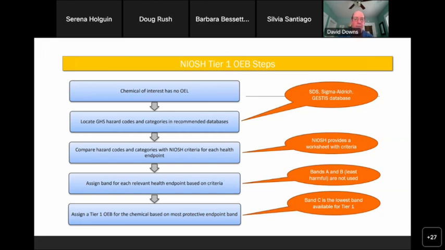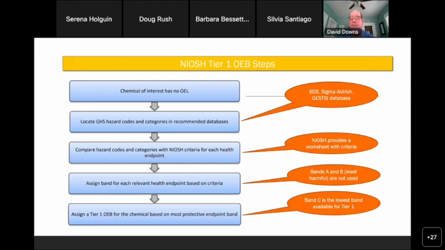So then you compare those hazard codes and categories with the NIOSH criteria for each health endpoint. And NIOSH has provided a worksheet with those criteria in there. So they've gone through the process of identifying, given what the hazard codes are, how to work through it in terms of one of those 5 bands. And then finally, you assign a band for each relevant health endpoint based on the criteria.